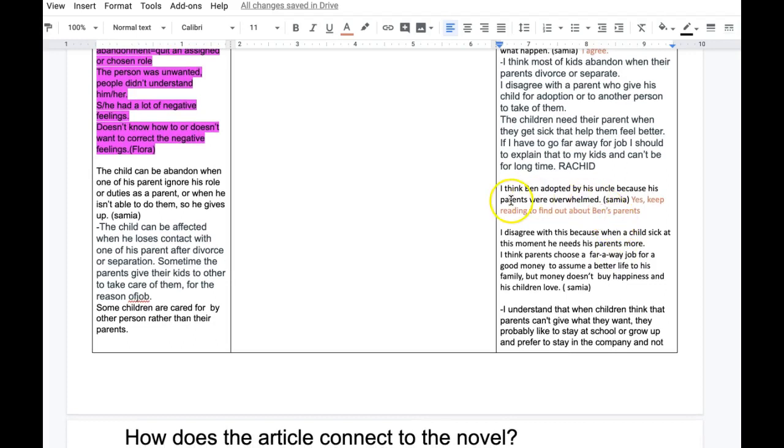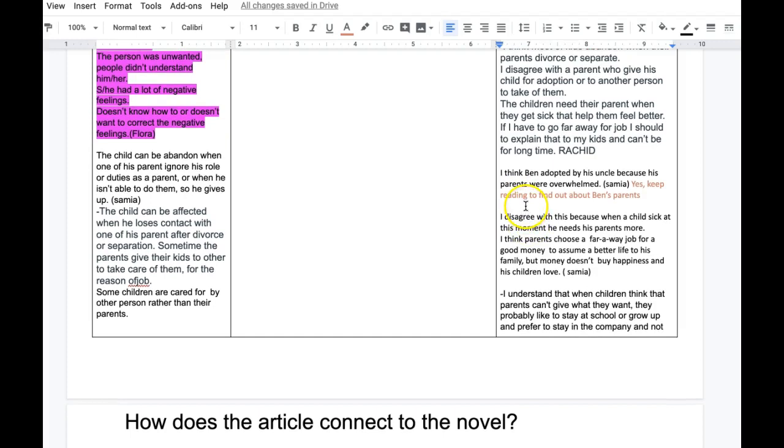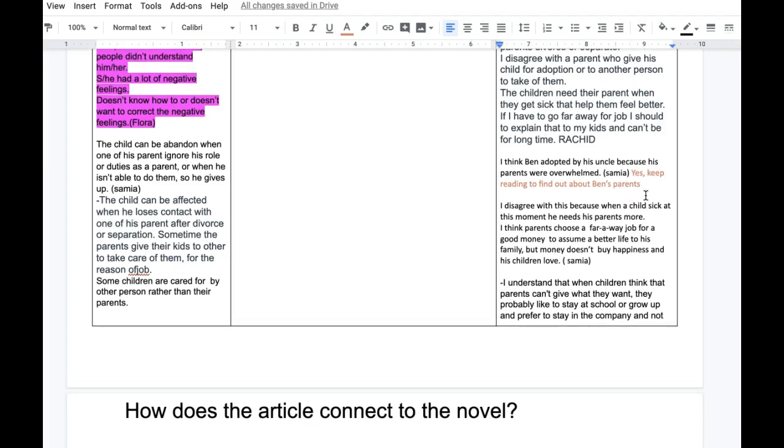And then Samia said, I think Ben was adopted by his uncle because his parents were overwhelmed. That is a really good point. And so I said, yes, maybe. Keep reading to see if you can find out about Ben's parents.